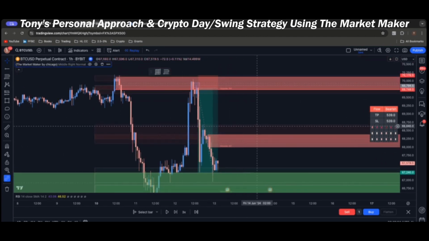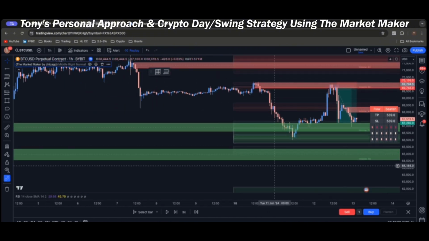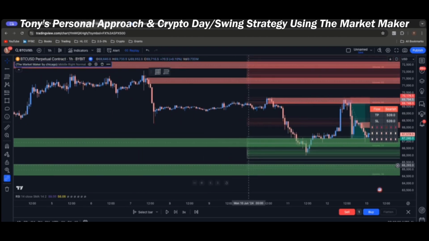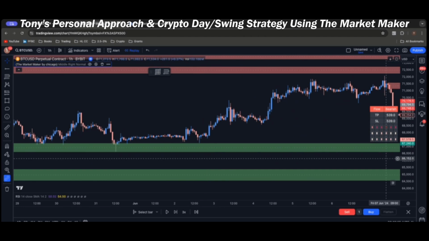You can see there's a couple other zones here that are forming. This one played out as well, so relative. You might have, let's see here, I think it did play out. But yeah, it tapped in a couple of times, so you wouldn't have used it.